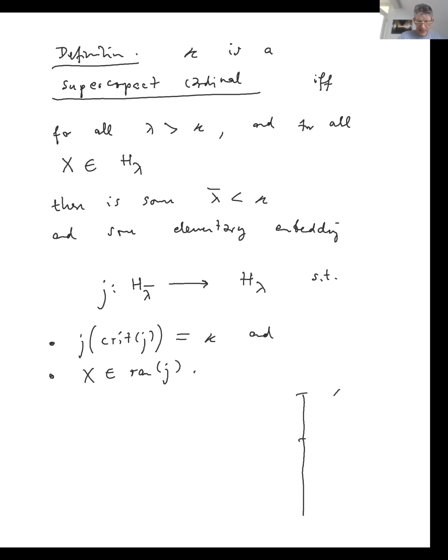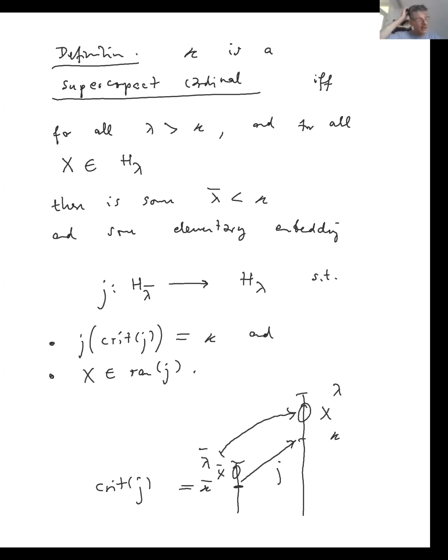a lambda bigger than kappa, and you give me some X, which is in H sub lambda, and I have to provide a lambda bar less than kappa, together with an elementary embedding from H sub lambda bar into H lambda, so that the critical point exists and is somewhere down here and gets mapped to kappa. So let's write kappa bar for the critical point of J. And also X has a pre-image X bar, which gets mapped to X. So this is the picture, okay?